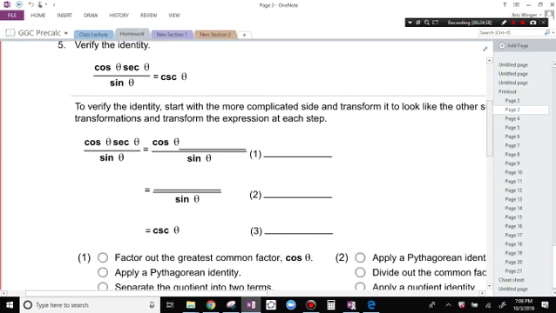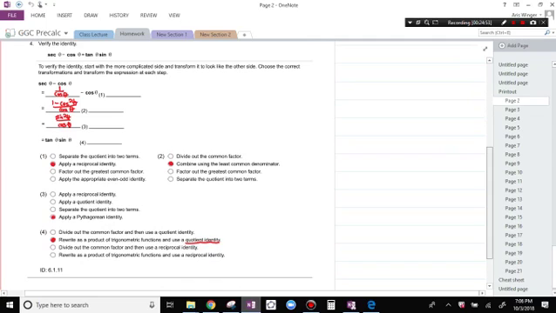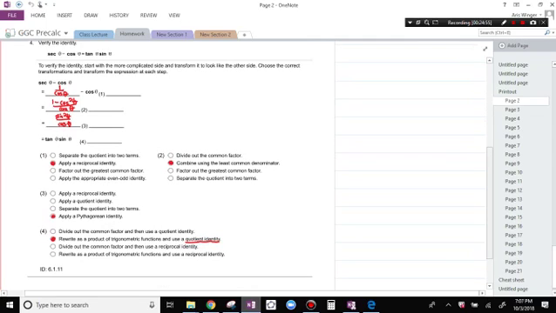But go ahead. Quickly go back to the answers. Oh, for the answer, yeah. So the answers for 4 are: apply reciprocal identity, combine using the least common denominator, apply a Pythagorean identity. Yeah, you should take a picture.